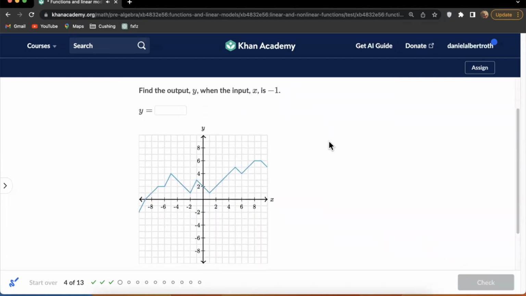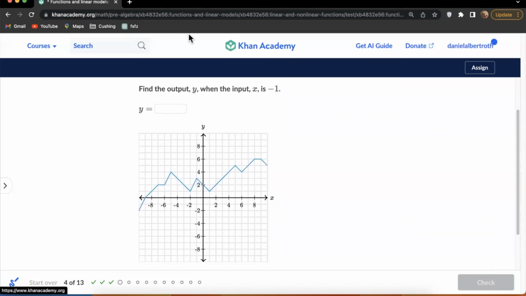All right, this question says, find the output Y when the input X is -1. So this is a function where the input is X. And if I know the input, so say the input is 2, I know the output will be 2 as well. If the input is 6, the output is 4. If the input is 8, the output is 6. So if the input is -1, the output is 3. So our answer here will be 3. So when X is -1, Y is 3. And I know that the function is the blue line that is showing me the function.